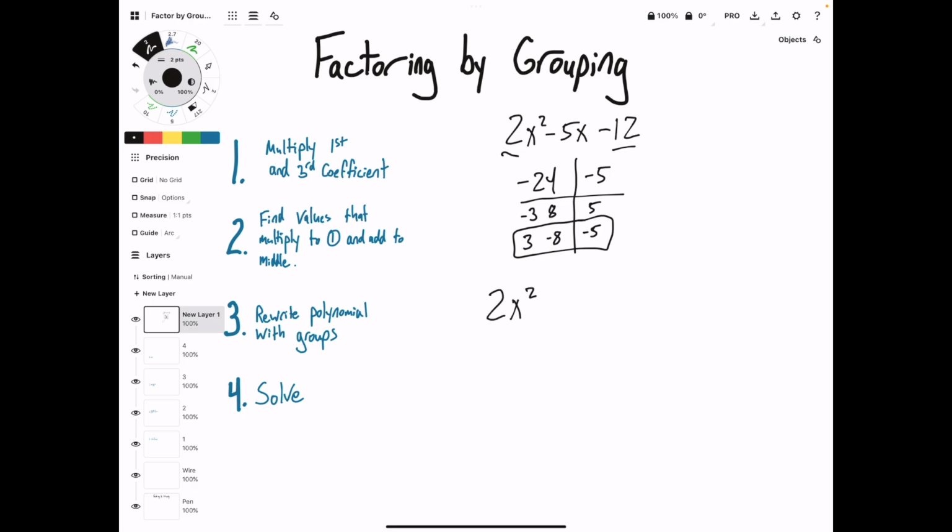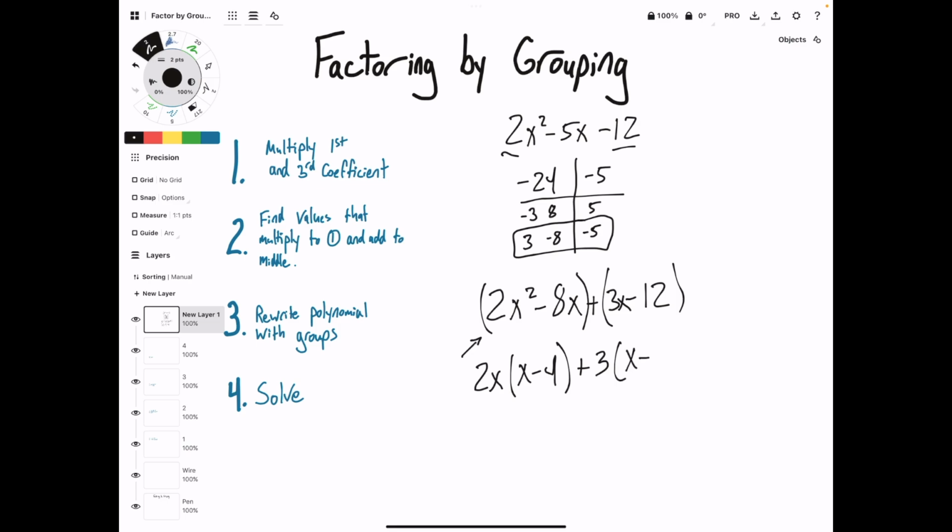2x squared, I'm going to put the negative 8 first. Negative 8x plus 3x minus 12. Okay, we'll group them. Let's factor this first one first. Say pull a 2x out, so we're going to have 2x minus 4. Then we'll do the second side. We're going to take a 3 out, which is going to leave us with x minus 4. We see matching terms, good sign. And then we write 2x plus 3 times x minus 4.